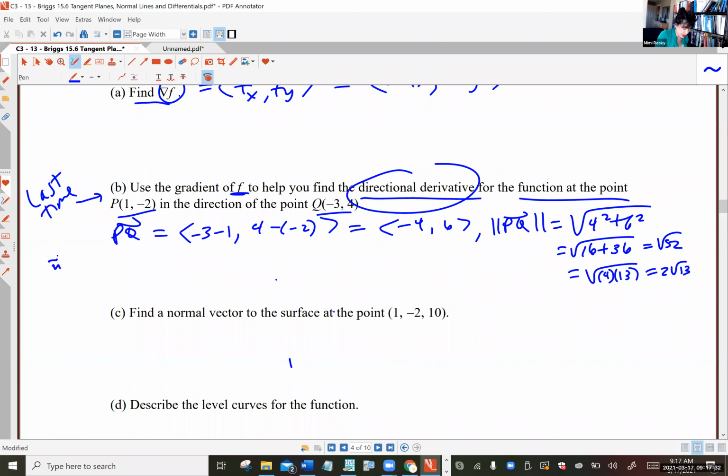So then your unit vector can be easily formed. And then I'll reduce to lowest terms, and I'll get -2 over square root of 13, and 3 over square root of 13. Fantastic. Now what? Well, let's evaluate our gradient at the point P.